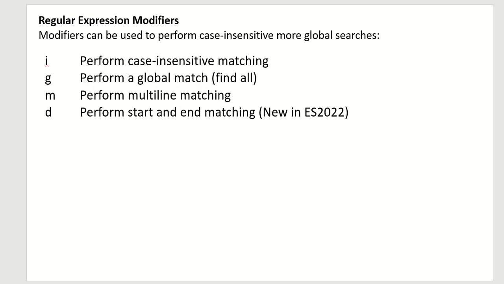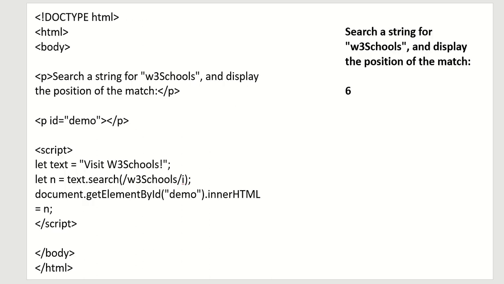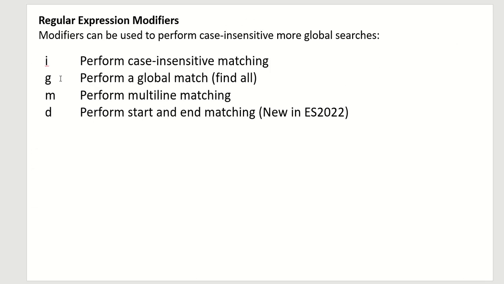Now regular expression modifiers, as we discussed just now in the previous part, i. Why have we used i? Because it performs case insensitive matching. g performs global matching, that means it will find all. m performs multiple line matching. d performs start and end matching.